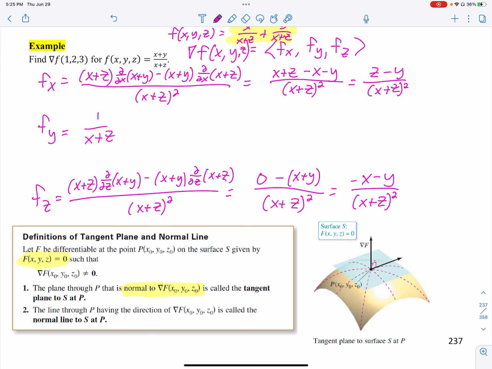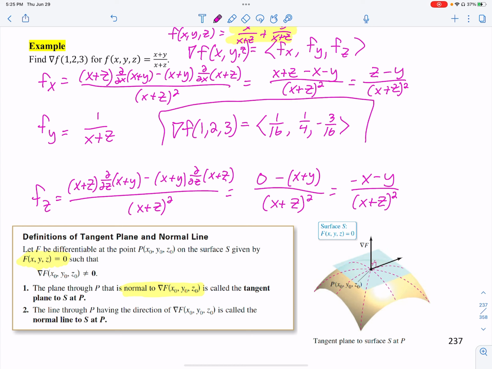We did not finish the problem above, and thankfully I caught it before I stopped the video. This says find the gradient at 1, 2, 3. To help with the speed of this video, and so you're not sitting here forever watching me calculate, you just plug x, y, and z into all three, and you should end up with 1/16. Hold on, let me make sure I have the same problem in my notes. I do. 1/16, 1/4, and negative 3/16. So once you plug all that in, you'll have that there.